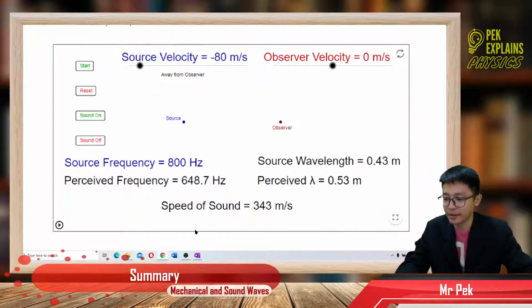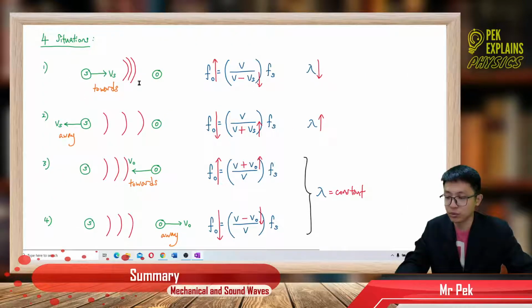That's it. That's for the first two conditions. When moving towards, the wavelength is compressed and the frequency you hear is higher. When the source is moving away, the wavelength is expanded, the wavelength becomes longer, and the frequency becomes lower. You hear a lower frequency when the source is moving away.